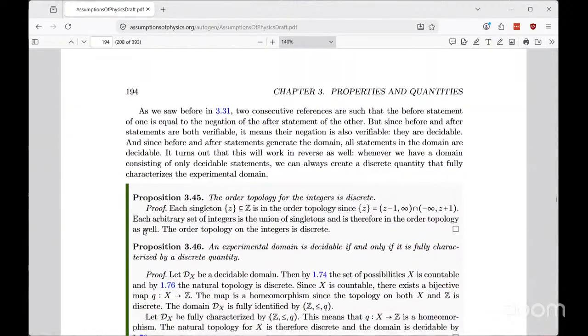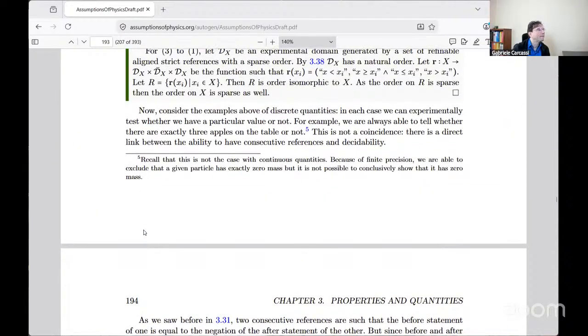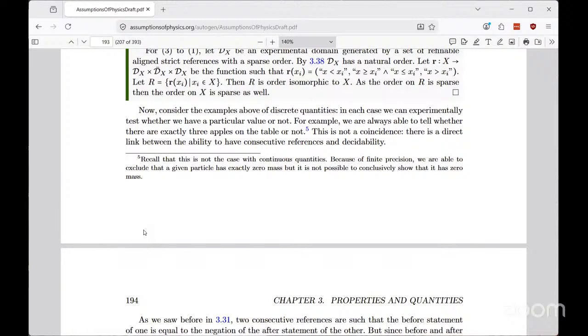So should I read the footnote, perhaps? Oh, yes, forgot. Footnote 5, recall that this is not the case with continuous quantities. Does it say quantities? I think that's a typo. No, it's correct. Sorry, okay. I mean, yeah. Sorry. Too many TIs. There's a double TI that they have.